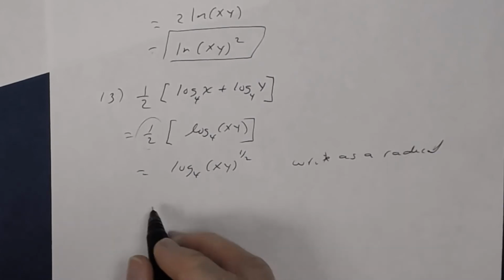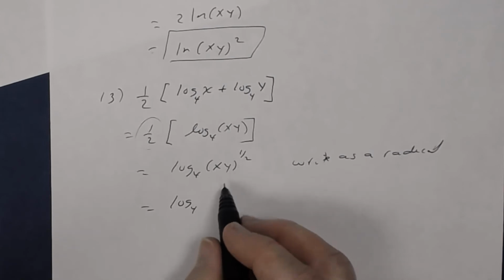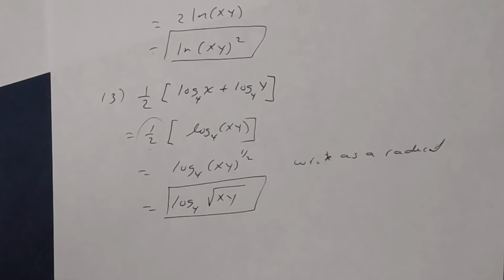Okay, so keep that in mind. That becomes the log base 4. Remember, 1/2 exponent 1/2 is the square root. This is the square root of xy. And that is it. That's number 13.